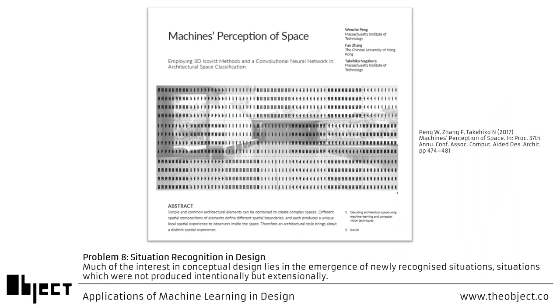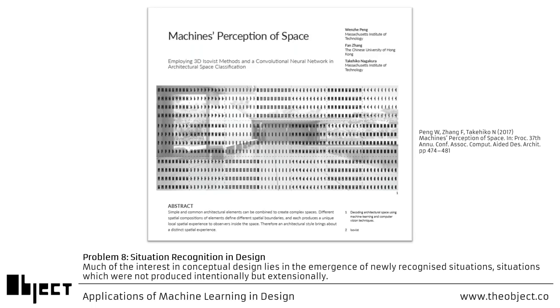So, problem number 8 is the situation recognition design. At each point, you want to know what is the context in which you are designing. You want to be aware of the current situation. You want to recognize the situation, and you want the AI to do the same.